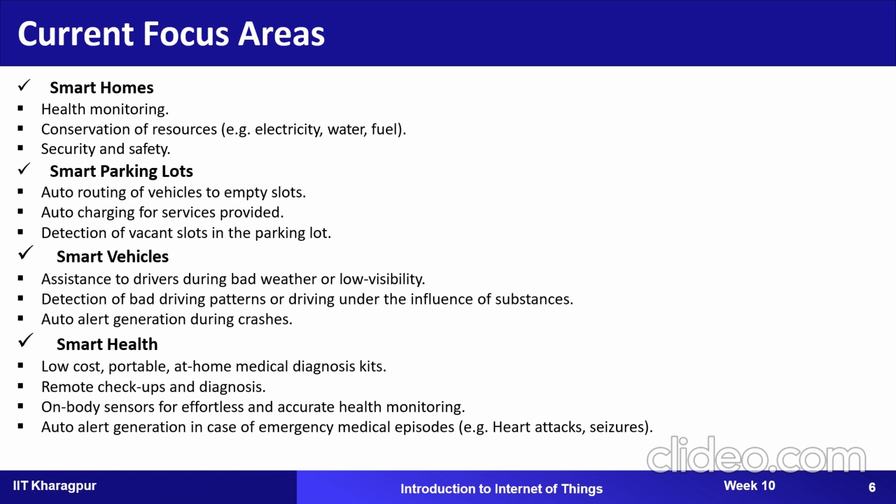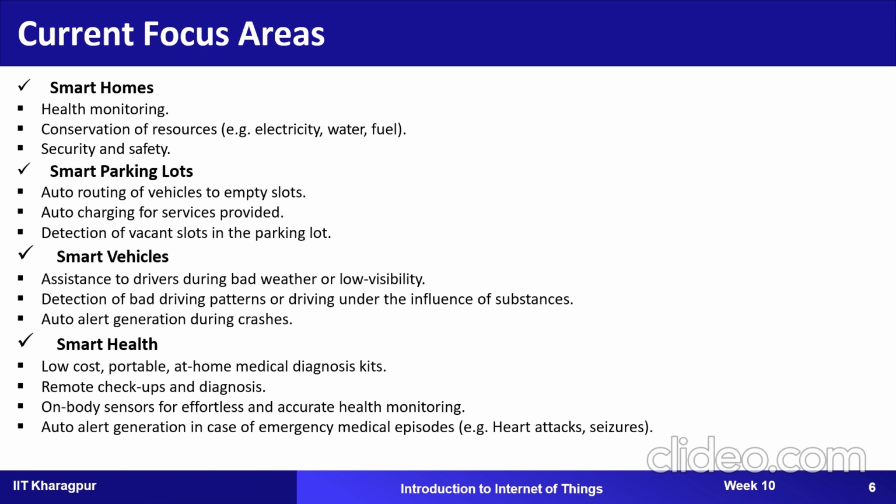And the next is detection of vacant slots in the parking lot. I have already told you about this. With the help of smart parking lots, we can detect the vacant slots. For this, you just have to put cameras in your parking lots. Those cameras will capture pictures of your parking lots, and by performing image processing you can know where exactly the vacant slot is.